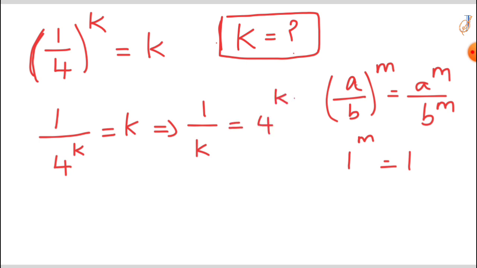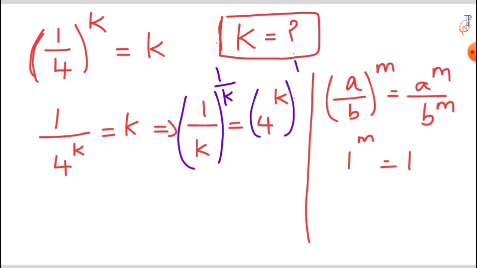We need to find the k value, but on the left hand side in the denominator we have k, and on the right hand side in the power we have k. If the k value is on one side only, either left or right, then it is easy to simplify. So for that I am going to take the power 1/k on both sides, because I need to get rid of k on one side. This k and this k get cancelled, so we are left with only 4 here, and on the left hand side we have (1/k)^(1/k).